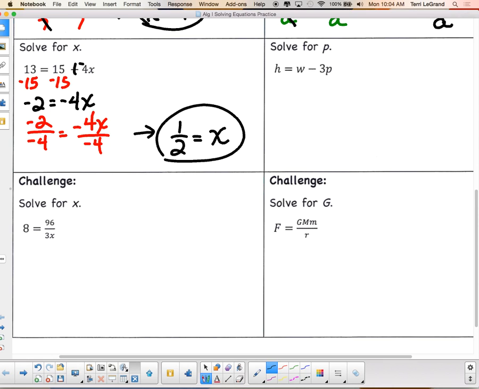Okay, well, look at this equation over here. We need to solve it for p. Well, p is in the same location as x is over on our other side, so we should be able to just follow the same process, right? Okay, what are we going to do first? Subtract w from both sides.